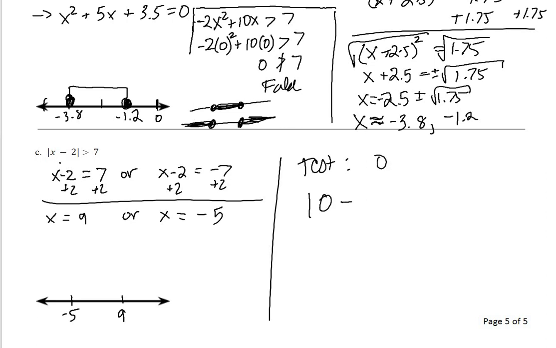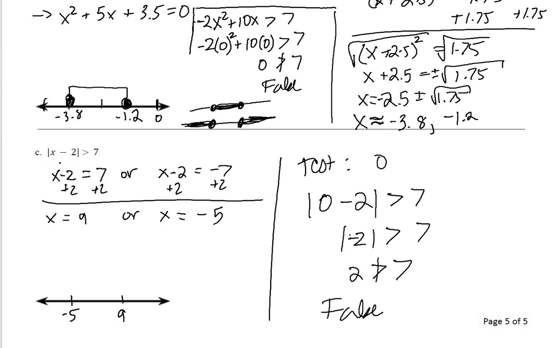Is the absolute value of 0 minus 2 greater than 7? Well, is the absolute value of -2 greater than 7? No. 2 is not greater than 7. False. So 0 is not in my solution set. That means my solution set is everything on the outside of these boundary points. Should I do open or closed circles? Open. Equality is not allowed. And I want everything that's not in the middle. And that's the answer.